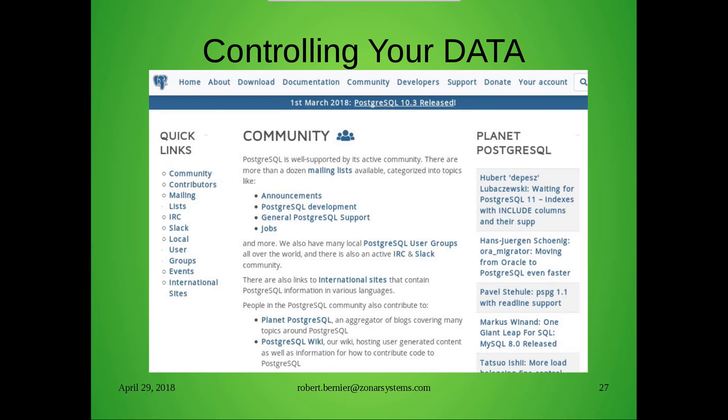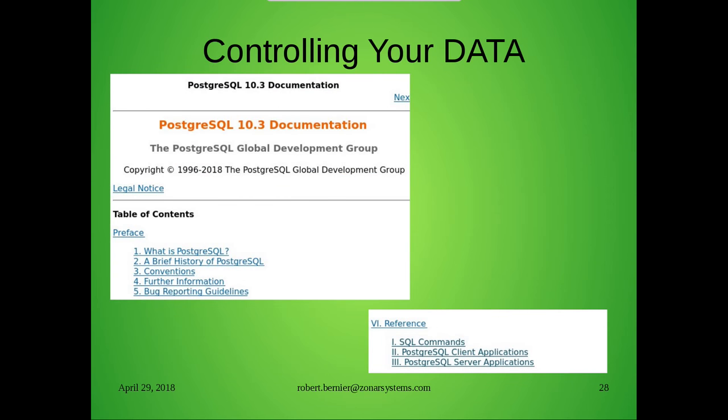Again, the community, the documentation, very important, very useful. This is your standard documentation. The bottom right, that is arguably the most important section of the Postgres documentation. Section 6, parts 1, 2, and 3. Everything else colors the background, but every day, section 6, part 1, the SQL commands. Parts 2 and 3, the utilities that you need to start up your services. Very, very important, very useful. This is what needs to be communicated all the time.